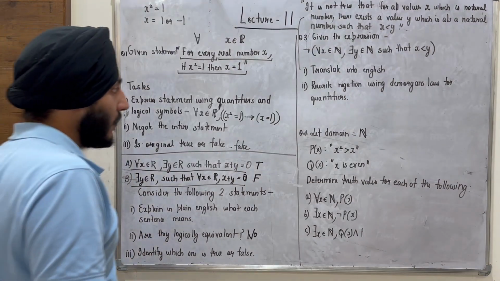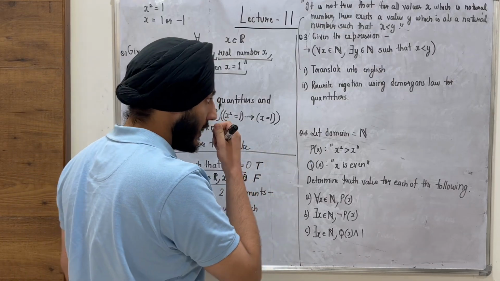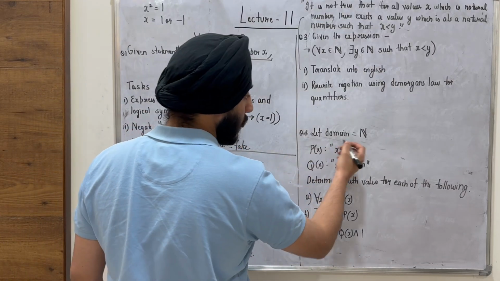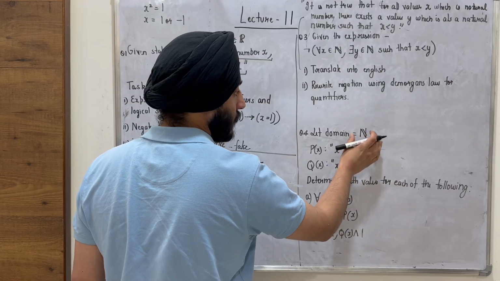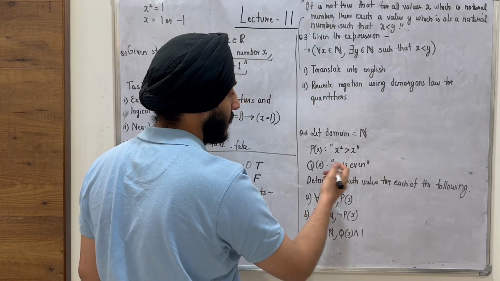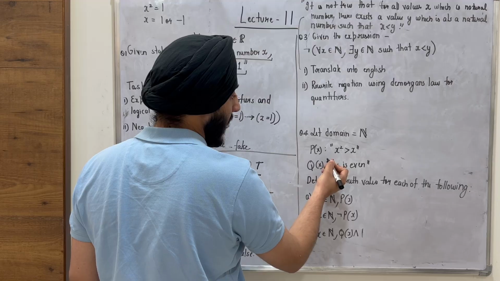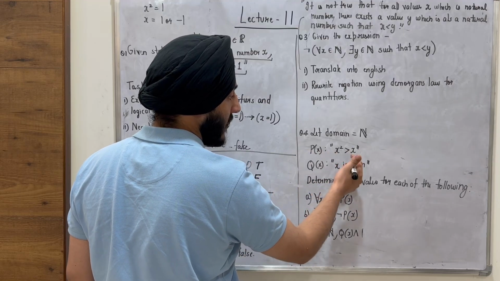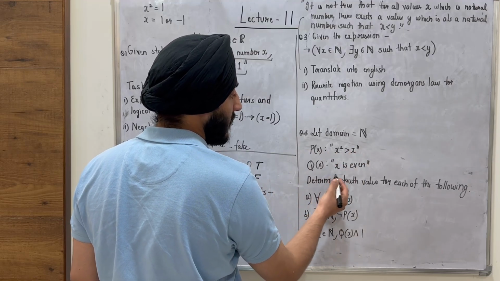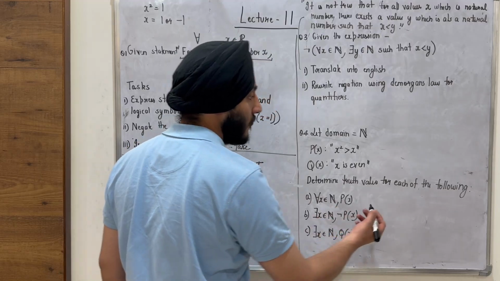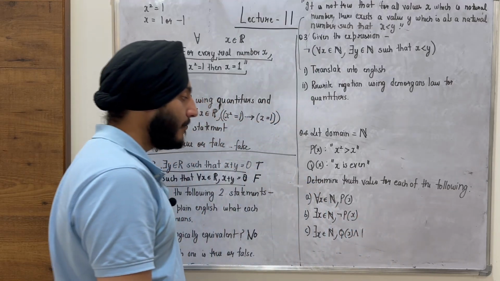Okay, moving on. Now let's try to solve question number 4, right? Given, let the domain be all natural numbers, right? So it is basically the set of all natural numbers. Let's say P of x is the predicate such that x square is greater than x and Q of x says x is even, right? Determine the truth values for each of the following, right?